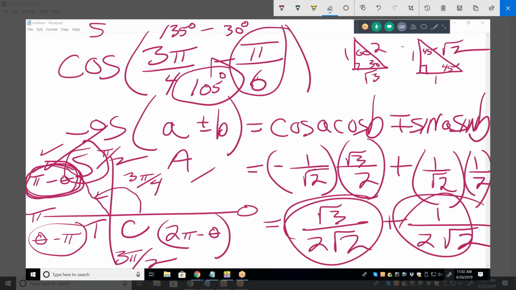Are you talking about this term right here? Yeah, that in front of it you have a negative. Is the cosine of B. B is a first quadrant angle, so that's always positive. Correct. This is the cosine of a second quadrant angle, so that's always negative.